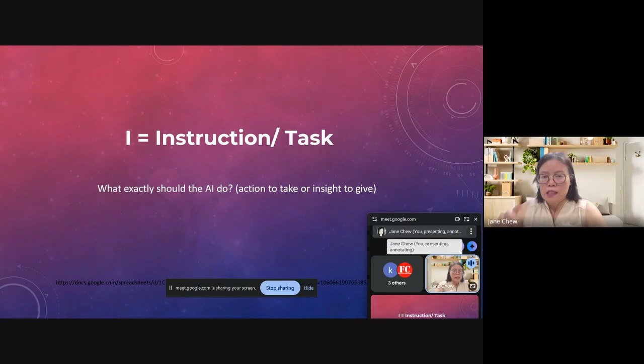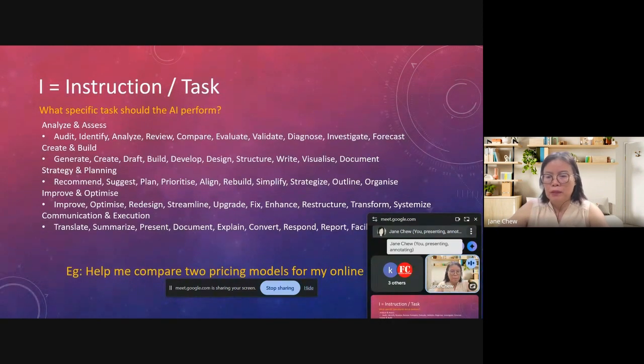Okay, then the I is instruction. So what do you want AI to do? Act as a CEO. So what do you want me to do? What do you want AI to do? You must tell exactly what. Okay, so these are some examples. There are so many things that we can ask AI to do.